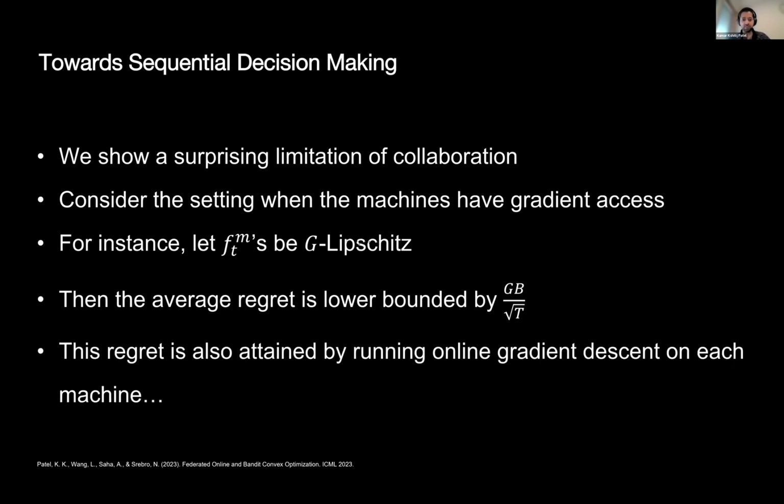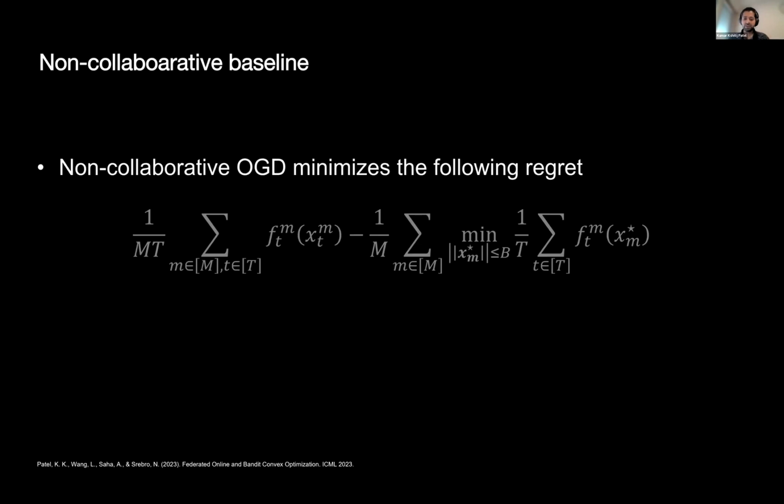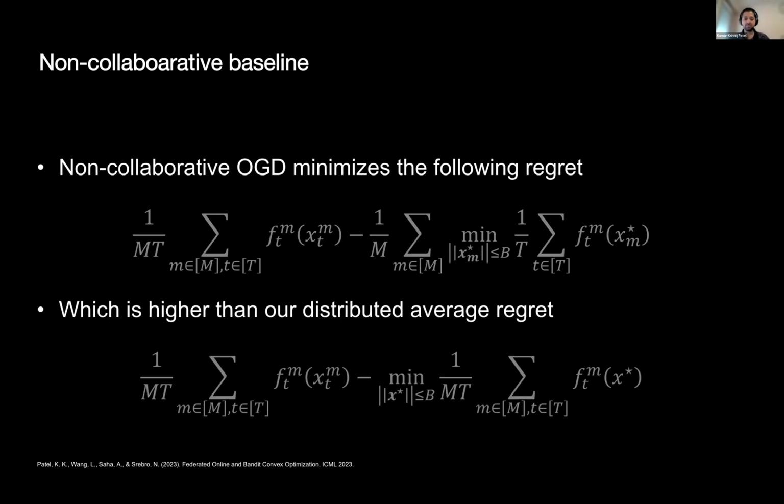And this is also a lower bound which can easily be attained by running online gradient descent on each machine. To see this, note that if you run online gradient descent independently on each machine without any communication whatsoever, then you have actually completely decoupled the problems, and you are optimizing this average objective where you're competing not against the shared x star, but against the x_m star of that machine, which arises out of the sequence of that machine. And this objective is always going to be higher than our distributed average regret, where x star is shared across the machines.